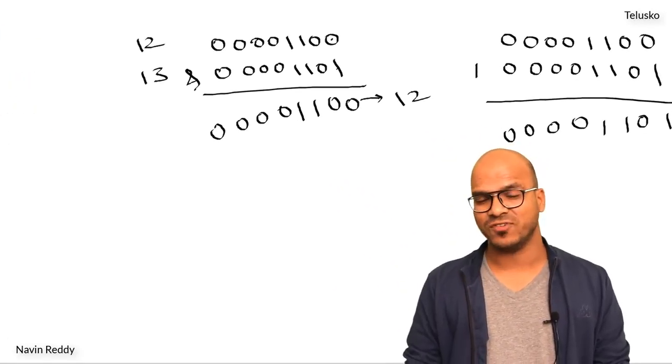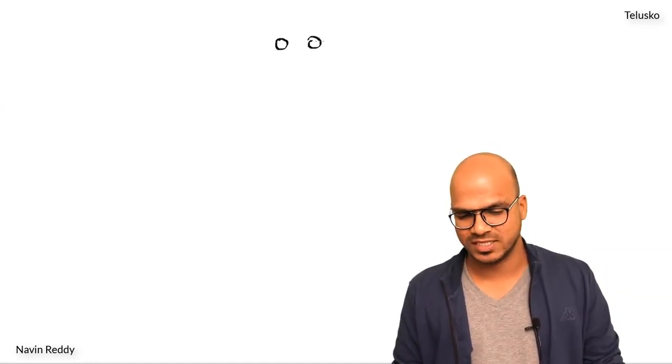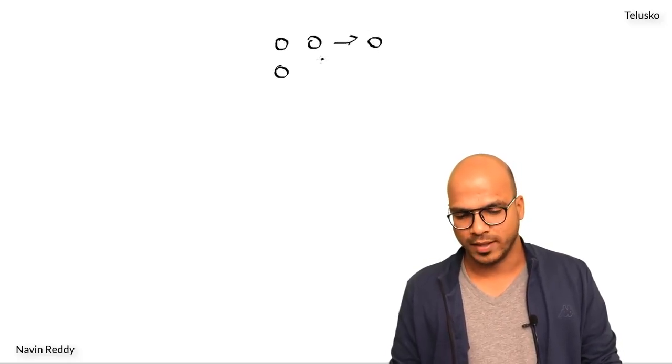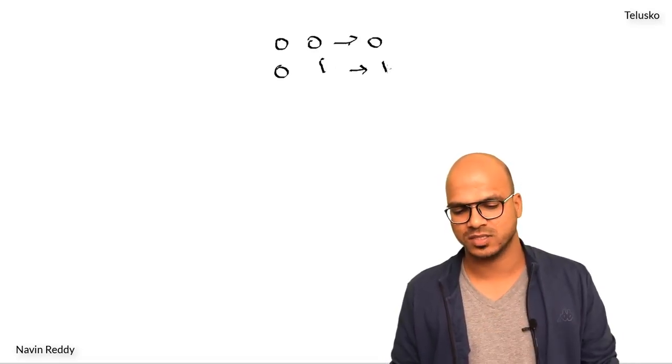The next one we have is XOR. Now in XOR, what you do is actually very simple. When you have two numbers, which are 0 and 0, since we don't have any 1 here, we will get 0. Then you have 0, 1. Now in this case, you have an odd number of 1s, which is one 1. So you will get answer 1.